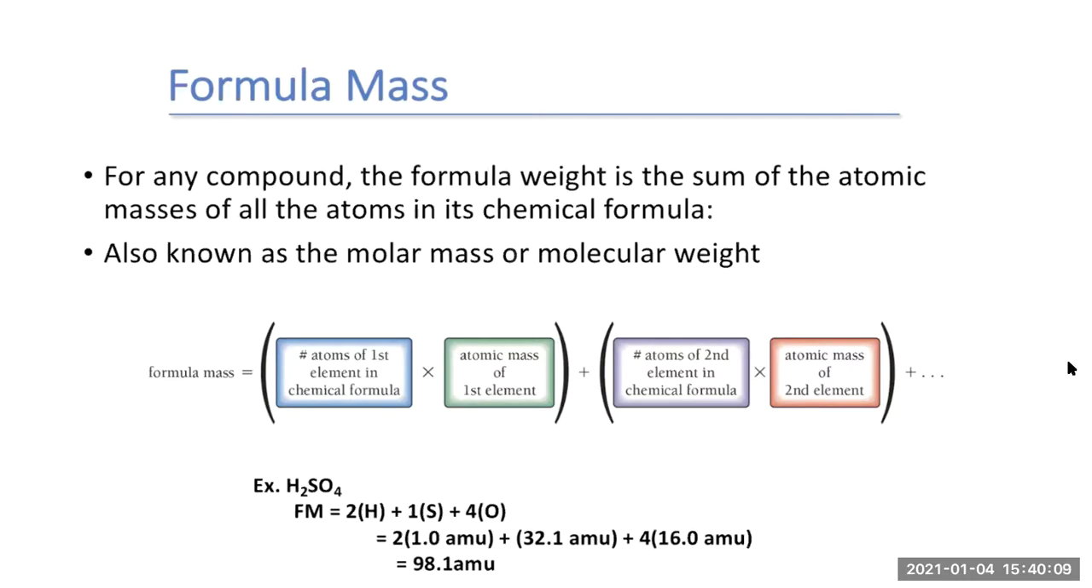So as an example, if we have sulfuric acid, H2SO4, and I want to figure out its formula mass, I have 2 for my number of hydrogen, so 2 times the atomic mass of hydrogen, plus 1 sulfur, so 1 times sulfur's atomic mass, plus 4 oxygens, so 4 times the atomic mass of oxygen. I look all those numbers up on the periodic table, plug them in, and you should get about 98.1 atomic mass units. Pretty simple and straightforward, right? Really not that bad.